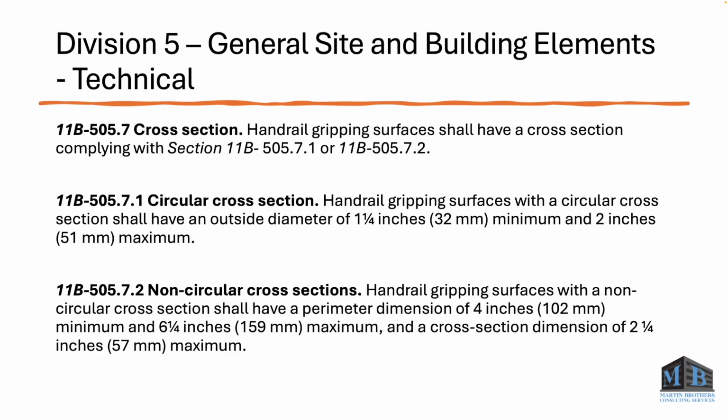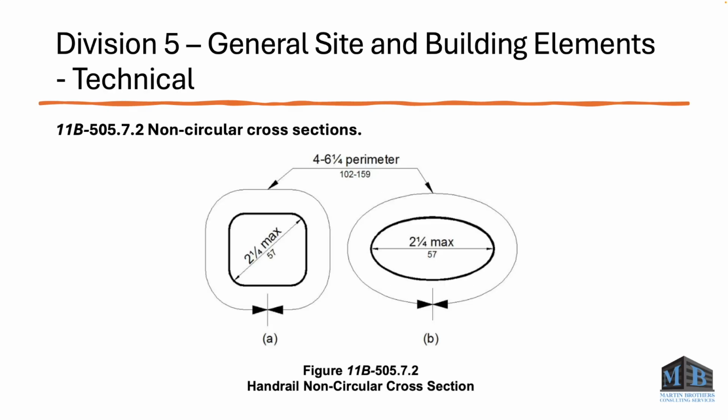Coming up here is a visual on non-circular cross sections. You can see figure A, it's a squircle, a square with rounded edges, and figure B is an oval shaped handrail.